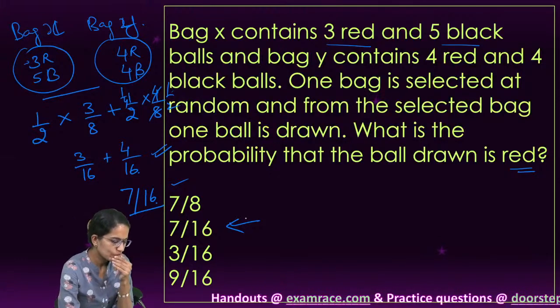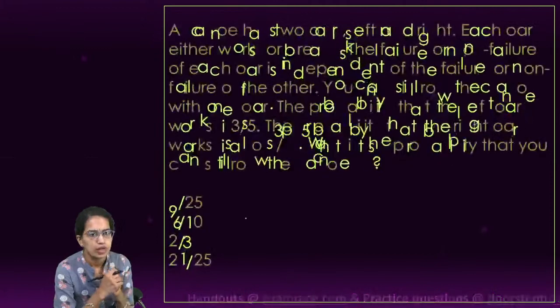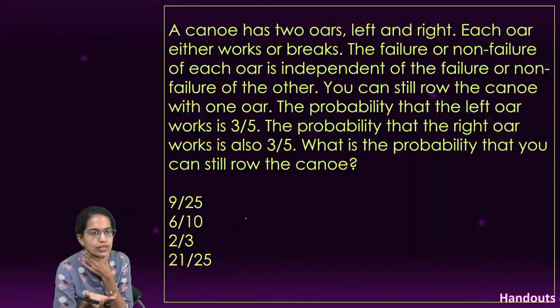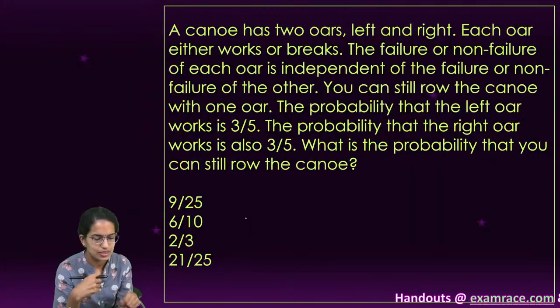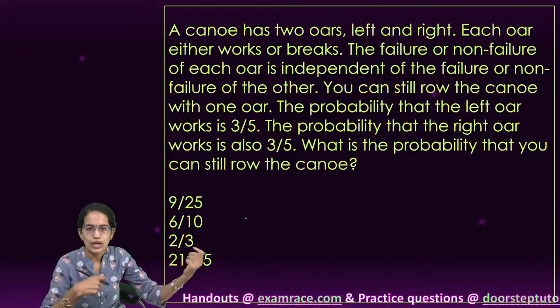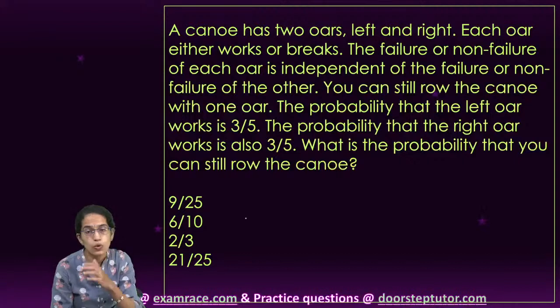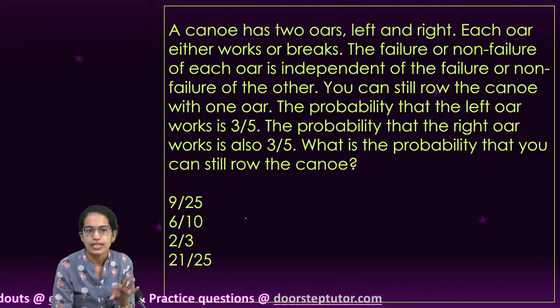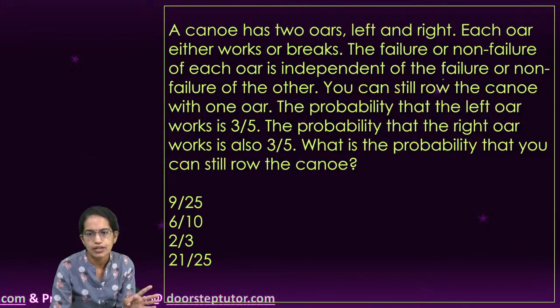So this was one of the questions. Let's focus on the next question. Now, this is a very interesting question. There is a canoe, a boat, which has 2 oars. Now, one is left and the other is right. Each oar either works or breaks. The failure or the non-failure is independent of the failure or the non-failure of the other.